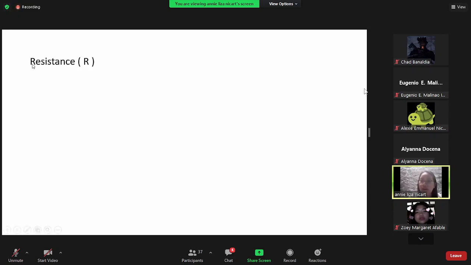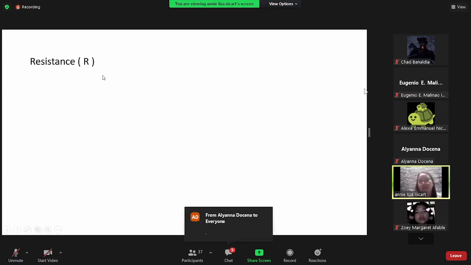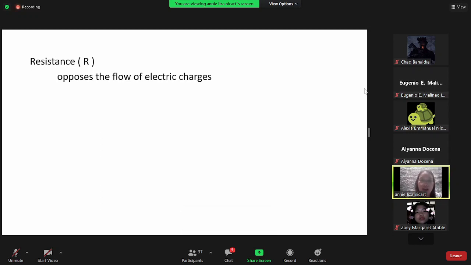Okay? When the resistance is high, the electric current will be low. So resistance, which is another quantity, has the symbol capital R. It is the one that opposes the flow of electric charges. From the word itself, resistance, it opposes. Its basic unit is the ohm. Its symbol is omega, a Greek letter. Okay, take note.